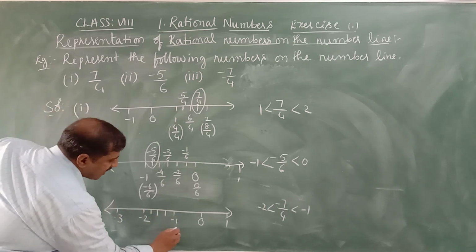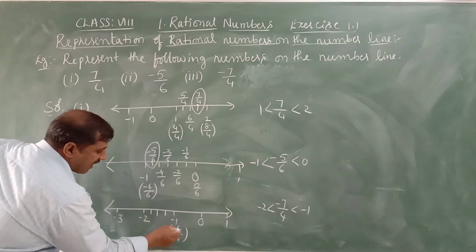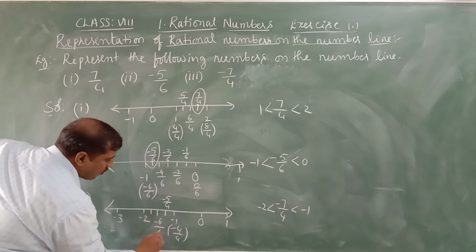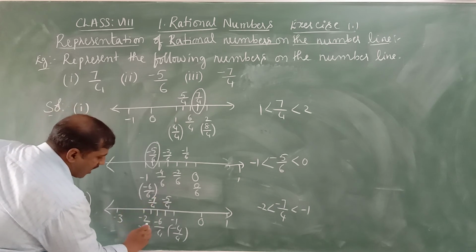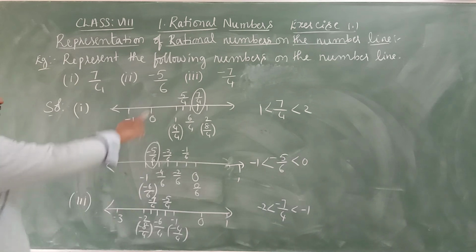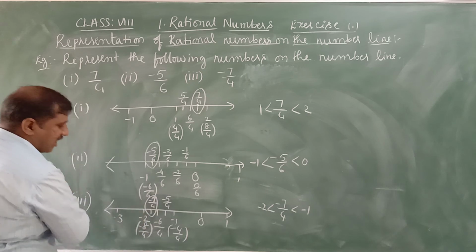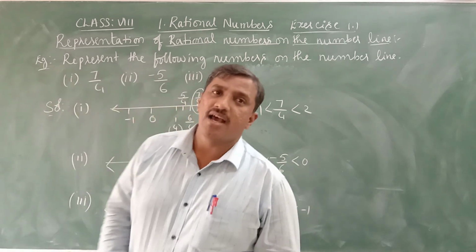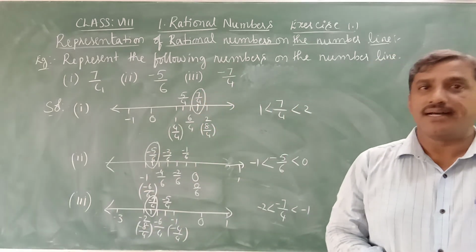So minus 1 in the sense is minus 4 by 4, and this is minus 5 by 4, minus 6 by 4, minus 7 by 4. This is minus 7 by 4 and this is minus 8 by 4. Minus 8 by 4 equals minus 2. So to represent minus 7 by 4, this is the point. This point will give you minus 7 by 4. So like this we can represent the rational numbers on the number line. Is it clear, children? Thank you very much.